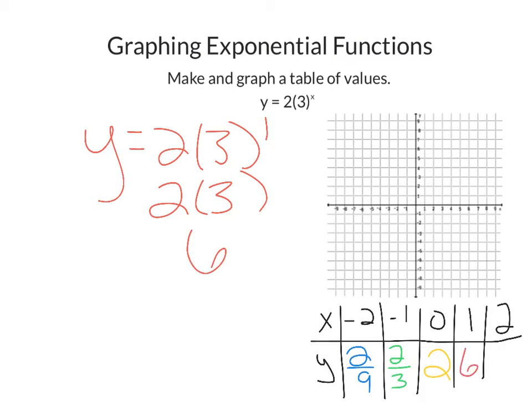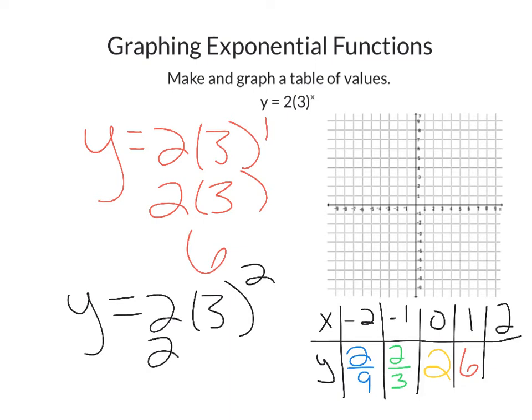And the final value I plug in for x is going to be 2. So I have y equals 2 times 3 squared. 3 squared is 9, and 2 times 9 is 18. Now that I've created a table of values, I need to plot my points. Once I have plotted my points, I just need to connect them with a smooth curve.